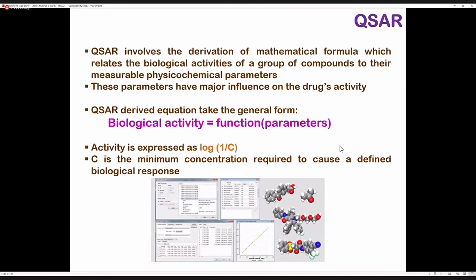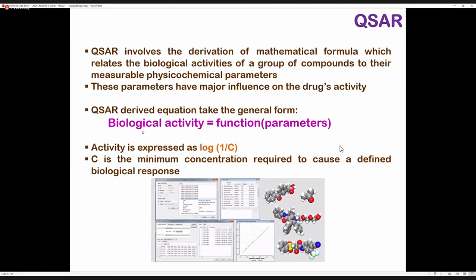When I say molecular descriptors, it means the parameters in the QSAR equation, right? So this is the general form, in purple fonts, right? Prof Basha really likes the purple color, right?